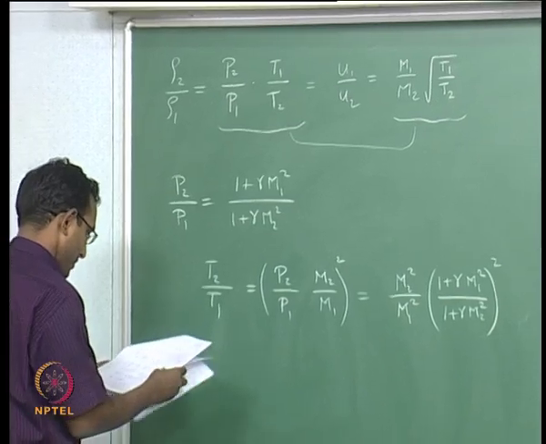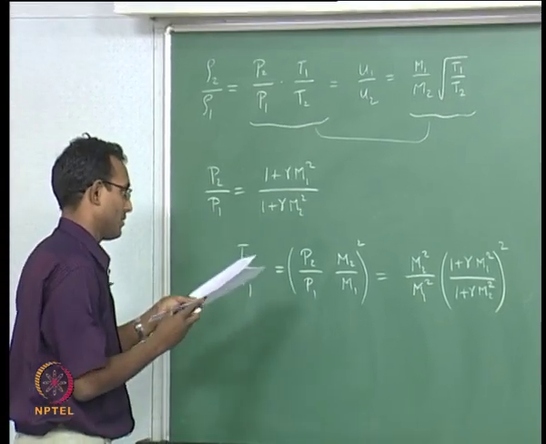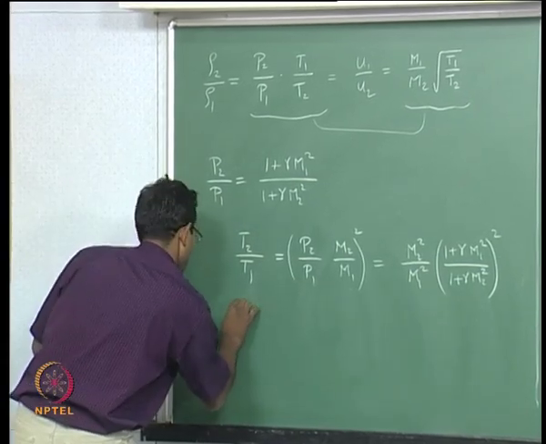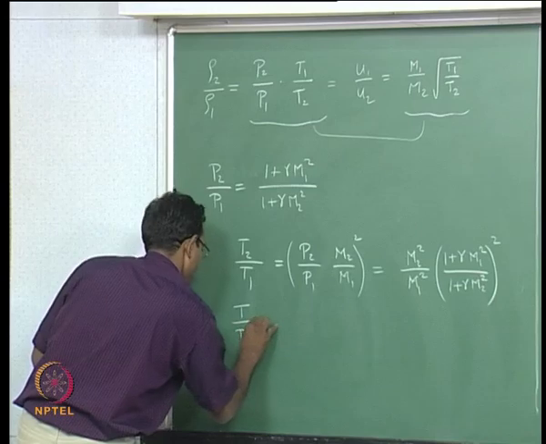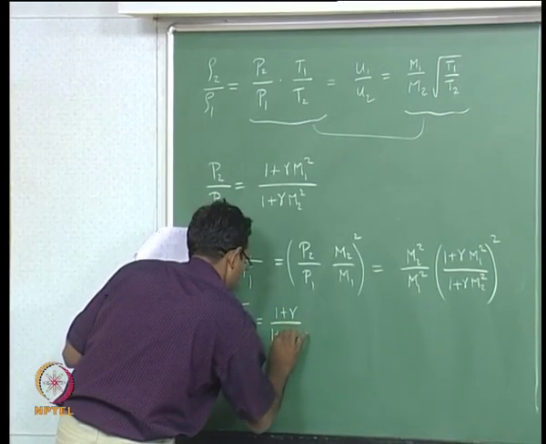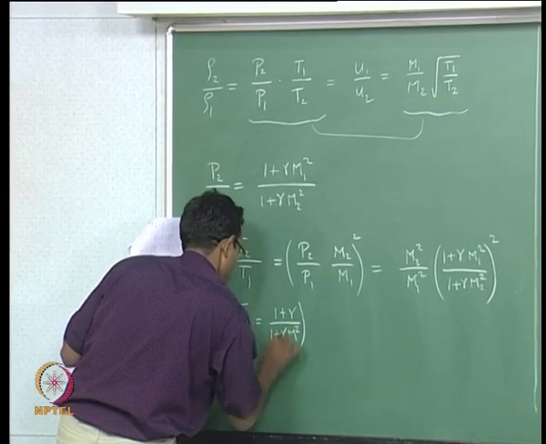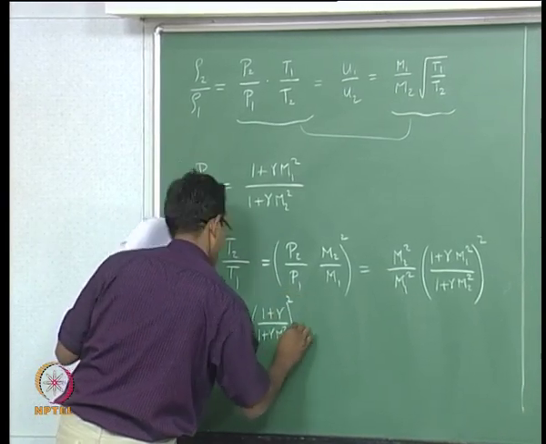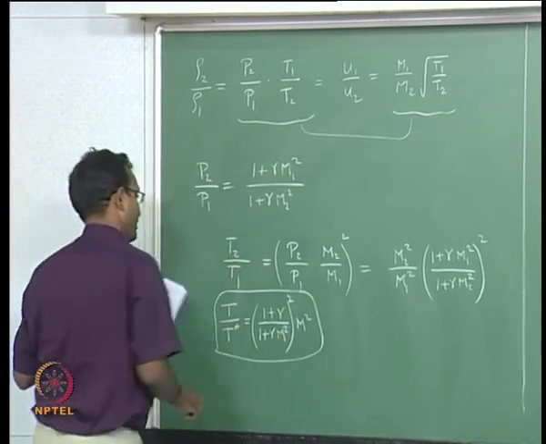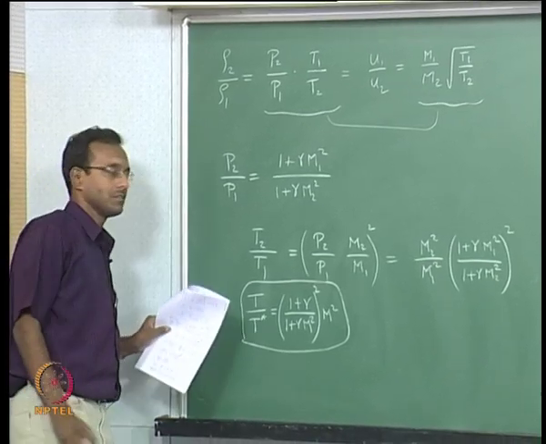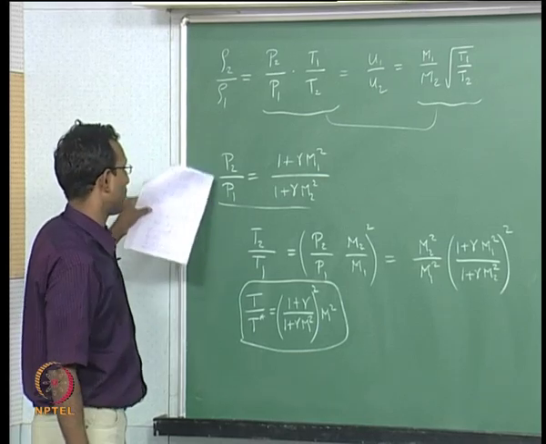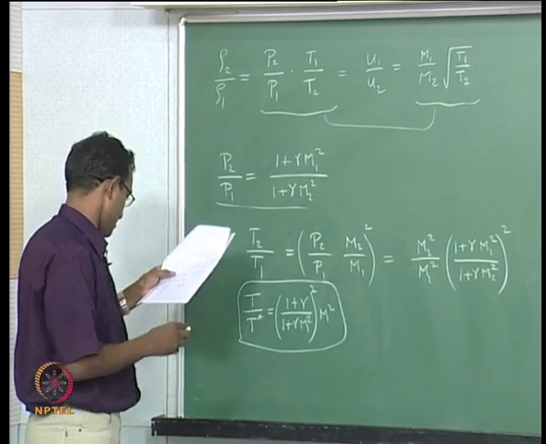Now, I will again use this expression and substitute one of them to be M equal to 1, and I will get an expression for T by T star. This happens to be 1 plus gamma divided by 1 plus gamma M square whole square times M square. Another relation which is typically listed in tables. Of course, you know that this is already listed in tables. I already talked about this. In terms of P by P star, it will be listed.